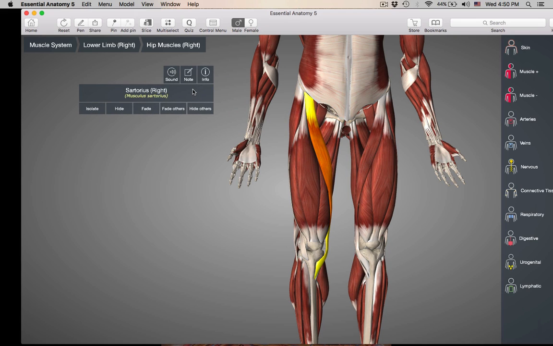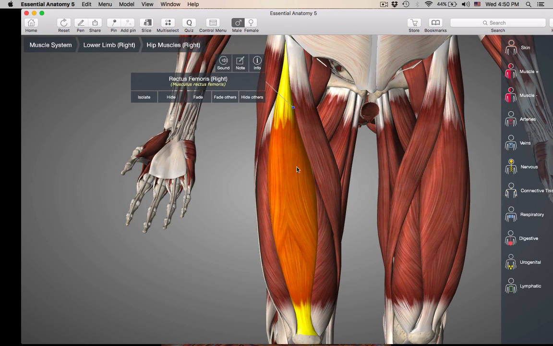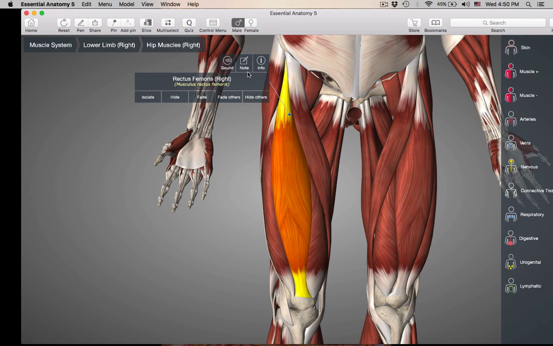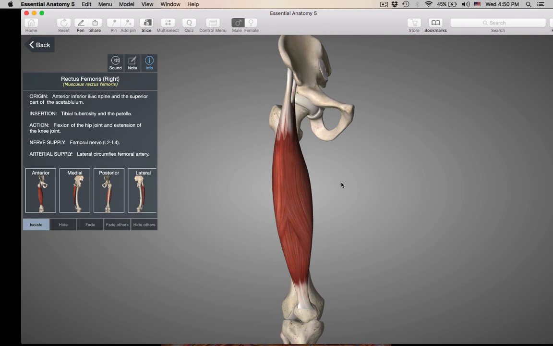Let's see, next on your list, rectus femoris. Now the rectus femoris is one of your quad muscles. Obviously if they're quad muscles, you've got 4 of them, but the rectus femoris is the one right in the middle, and it's the only one of your quad muscles that actually crosses 2 joints. So let's isolate out the rectus femoris. So there is the rectus femoris isolated out.